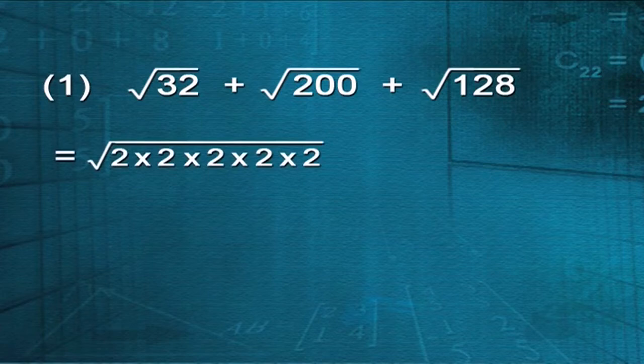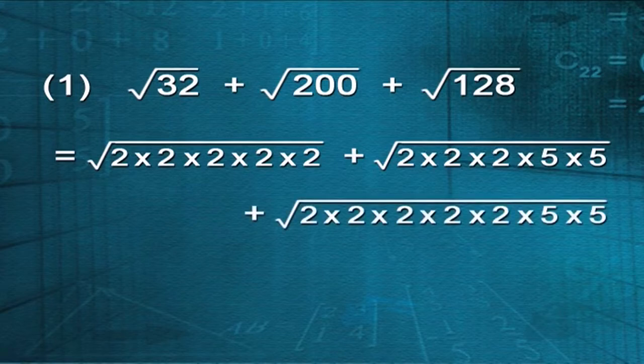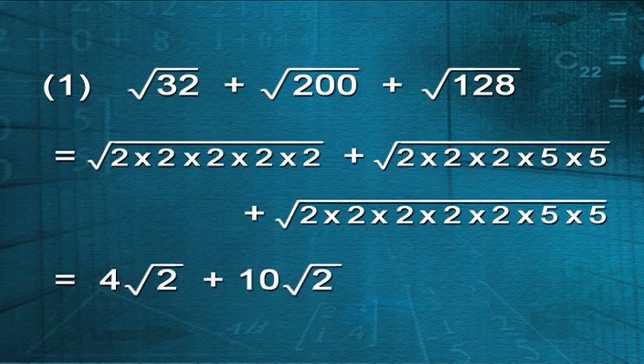Similarly, root 200 can be written as root 2 into 2 into 2 into 5 into 5, and root 128 can be written as root 2 into 2 into 2, 7 times. So, this is equal to, root 32 can be written as 4 root 2. Similarly, root 200 can be written as 10 root 2, and root 128 can be written as 8 root 2.